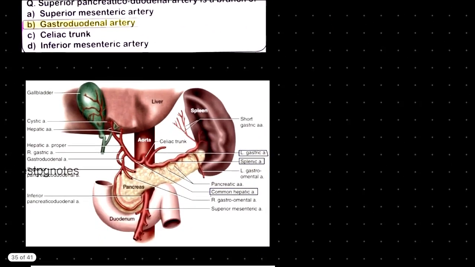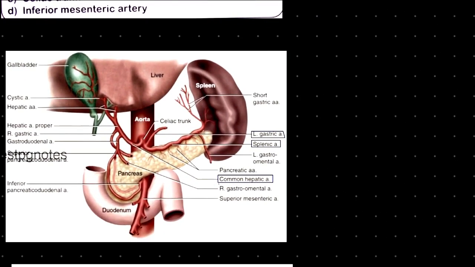Our celiac trunk is supplying our foregut region. Our superior mesenteric artery is supplying the midgut region, whereas our inferior mesenteric artery is supplying the hindgut region. So that is the overview. Now moving in detail. This is the diagram that I was showing.